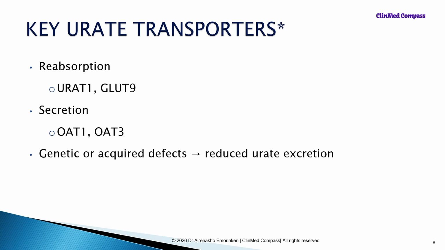Uric acid transport is mediated by specific transporters. The urate transporter 1 and glucose transporter 9 are mainly responsible for reabsorption of uric acid back into the blood. Organic anion transporter 1 and organic anion transporter 3 are involved in secretion of uric acid into the tubules. Genetic or acquired defects in these transporters reduce uric acid excretion and lead to hyperuricemia.